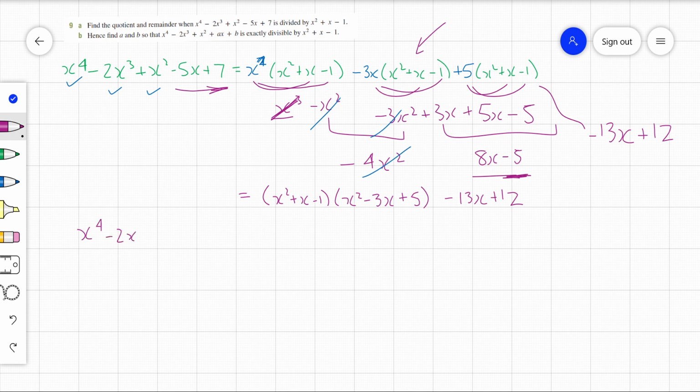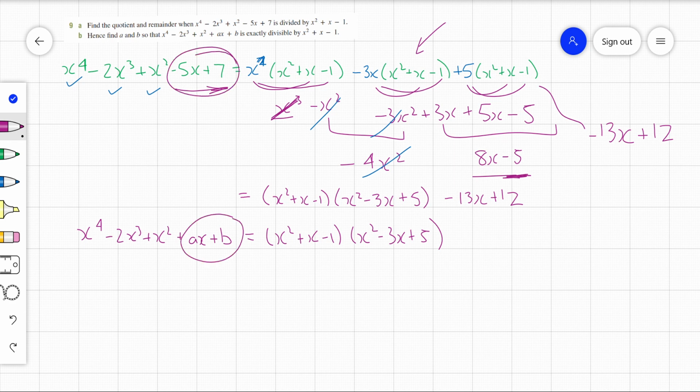All right, so if we have a look at the next question, it's saying if we have no remainder, so just write ax plus b. If it's exactly divisible by this x squared plus x minus 1, then we know that we're not going to get a remainder. The reason we know that is, remember, our remainder is just balancing our linear part. So if we change that part to a's and b's, that's fine, because all that remainder was doing was balancing that up. Now we don't have a remainder because it's exactly divisible.